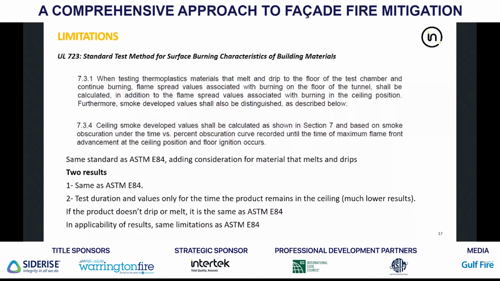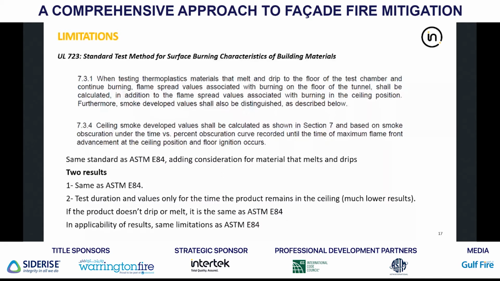So the standards themselves are pretty similar. You have your ceiling position, your flame, a 10-minute test, and you see how far you track the smoke and the flame spread. You calculate areas, and that will give you the values that you need. But the key difference here is, in UL 723, when a material drips and falls onto the floor, they call it floor ignition. The moment floor ignition occurs, that is considered one test. So from the beginning, you have your test begin. If there's ignition on the floor, it can be in minute 2, minute 3, or second 15. Whenever it happens, you have one result for that time. That is only on ceiling position.